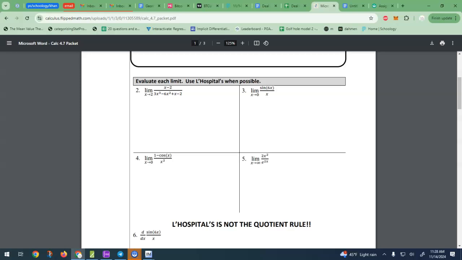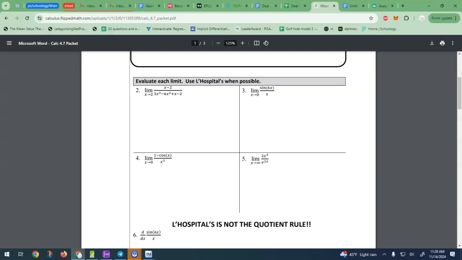Alright, next one. I plug 0 in here, I get sine of 0 degrees. What's the y value? It is 0. If I plug 0 into the bottom, I'm going to get 0. So because I get 0 over 0, I'm using L'Hopital's rule. Then I'm going to take the derivative of the top and the bottom. The derivative of sine of 6x is cosine of 6x times 6, remember the chain rule piece, over the derivative of x, which is 1.